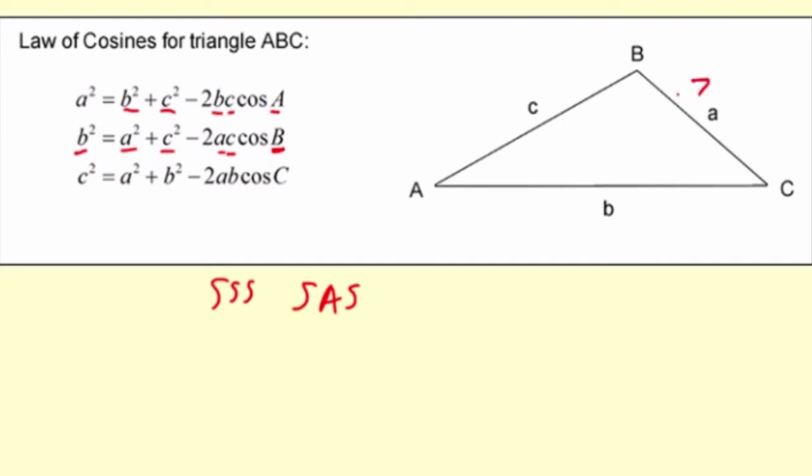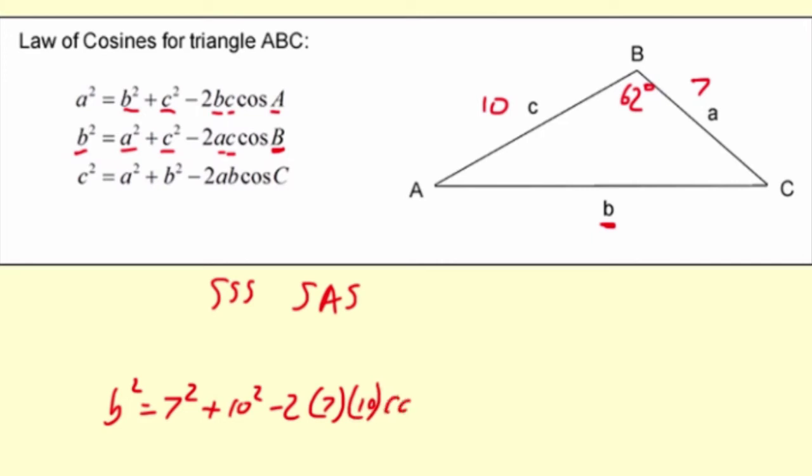Let's say this is 7 and 10, and this is a 62-degree angle. This is a side, angle, side. You would be solving for this other side B. So you would have B squared equals 7 squared plus 10 squared minus 2 times 7 times 10 times the cosine of 62 degrees. Okay, and then you would just work all this out and you get B squared, take the square root, and that gives you the side length of the triangle. So that's the side, angle, side situation.